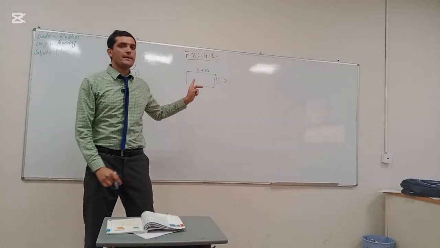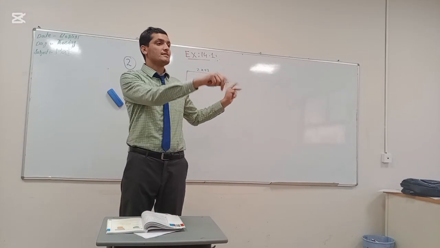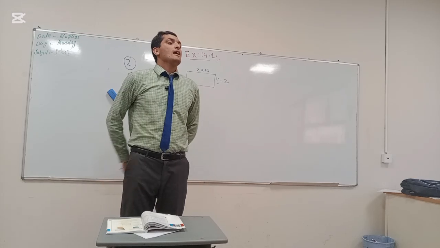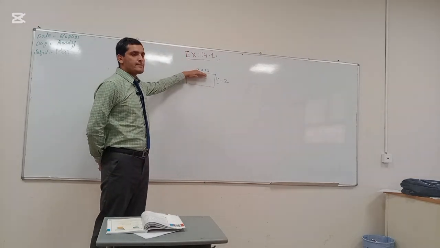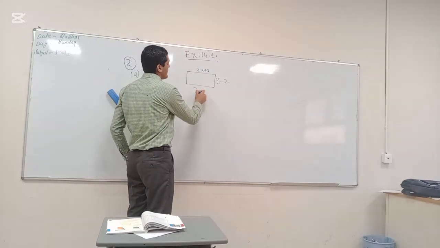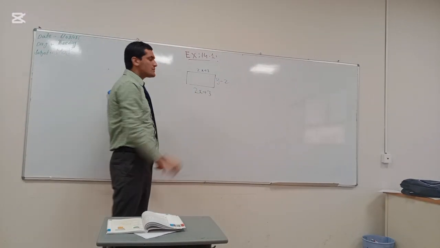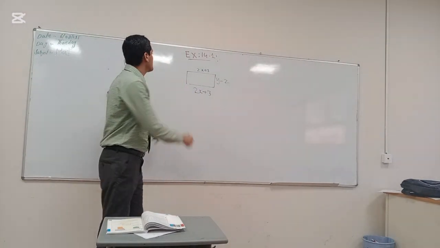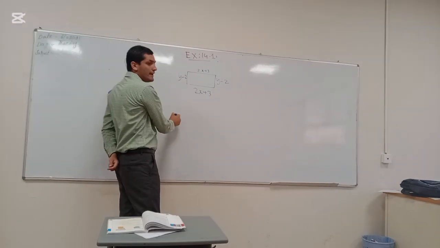What is this shape? Rectangle. Okay. If this side is 2x plus 3, then what is this side? 2x plus 3, the same? Yeah, opposite sides in a rectangle are equal. And if this is y minus 2, then how much is this? y minus 2. Now simply add it.